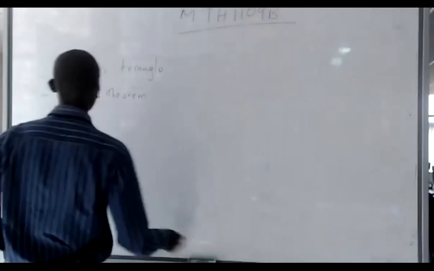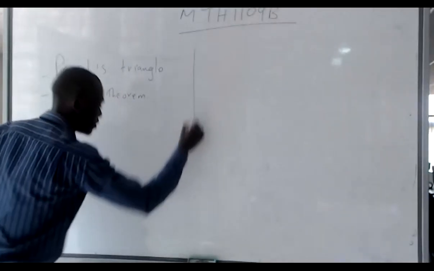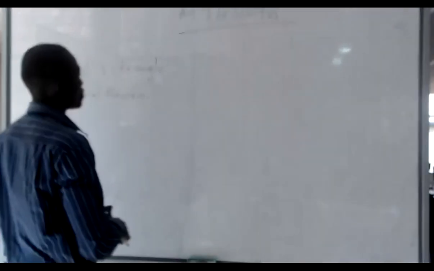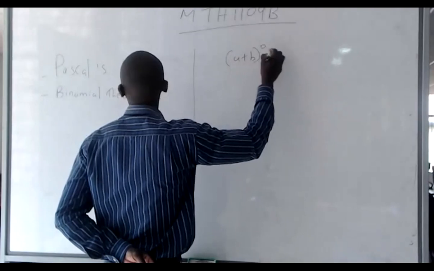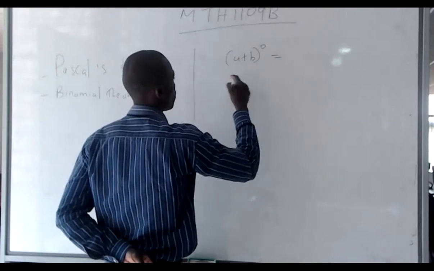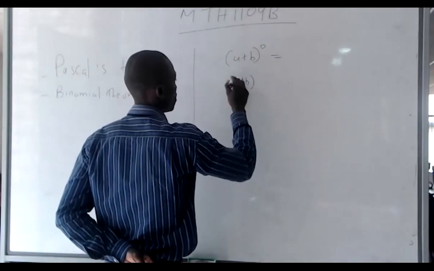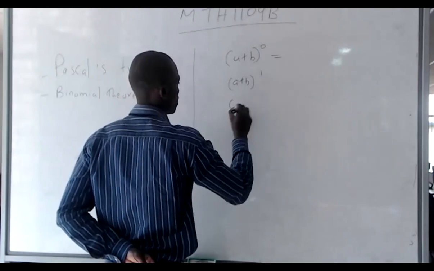So last time we introduced Pascal's triangle. We tried to have some table of expansion of a few binomials, where these are just integers.